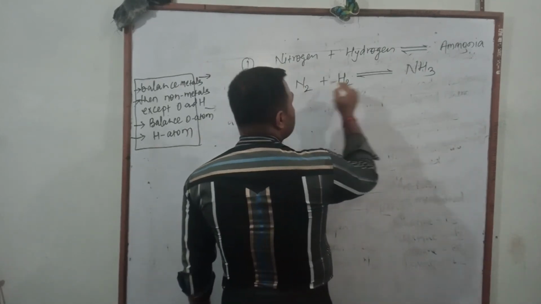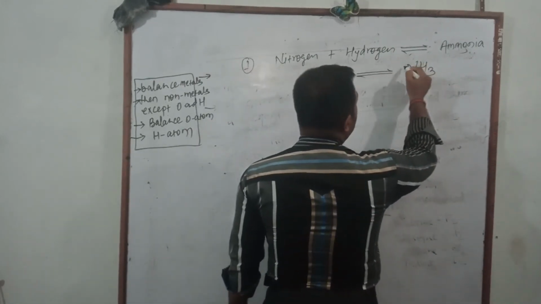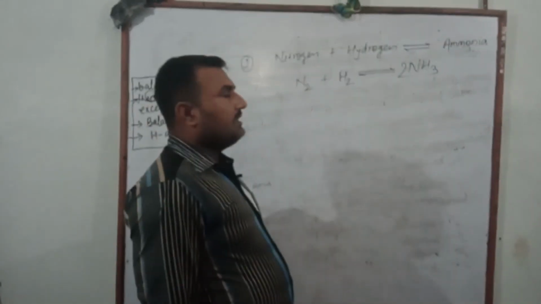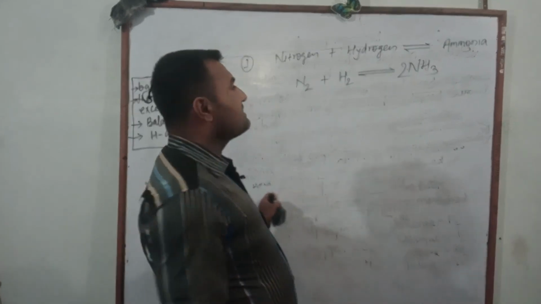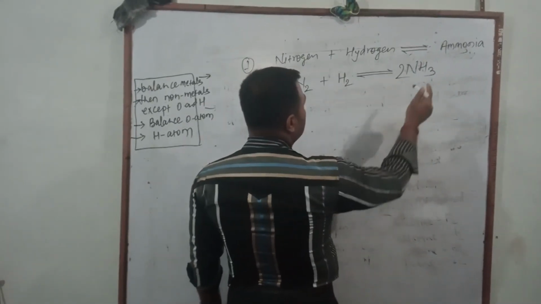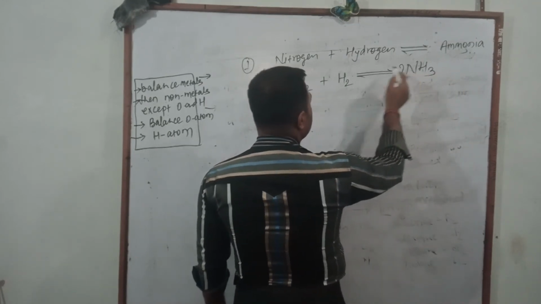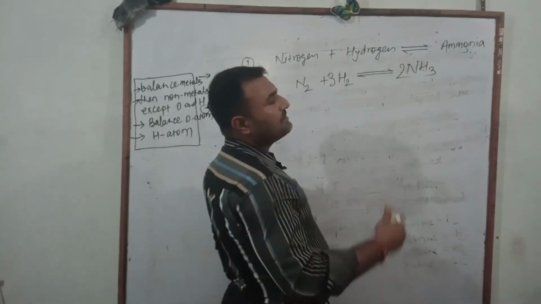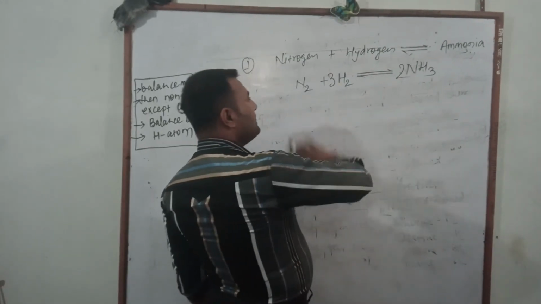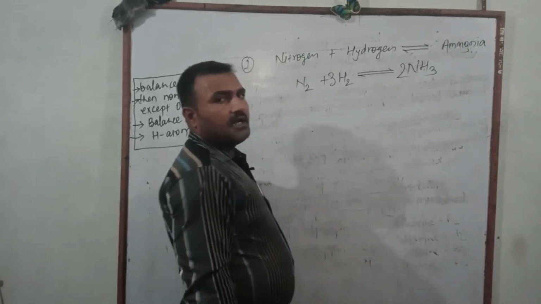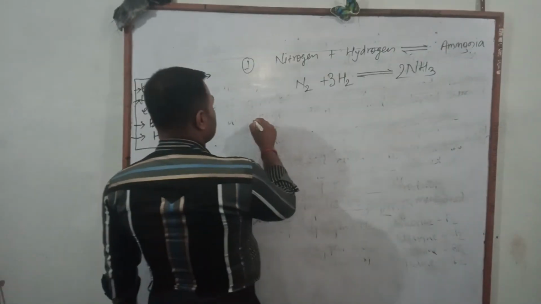Here nitrogen is 2, but on the product side only 1, and therefore here we write 2. Now nitrogen gets balanced, then we count the number of hydrogen in reactant and product. Here 2 times 3 is 6 hydrogen, here only 2, therefore we multiply by 3, 3 times 2 is 6. Then again we recount nitrogen, 2 and 2, balanced. Now it is called a balanced chemical reaction.